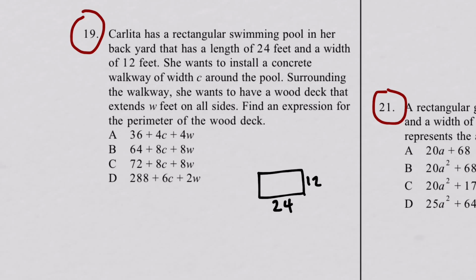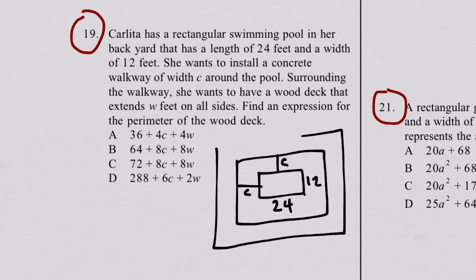She wants to install a concrete walkway of width C around the pool. So around the pool, there's a concrete walkway, and the width of this walkway is C. That's C. That's also C, right? The width of the walkway is C on all sides, basically. Surrounding the walkway, she wants to have a wood deck that extends W feet on all sides. So around the walkway, there's a wooden deck, and the wooden deck has W feet, the W on all sides.